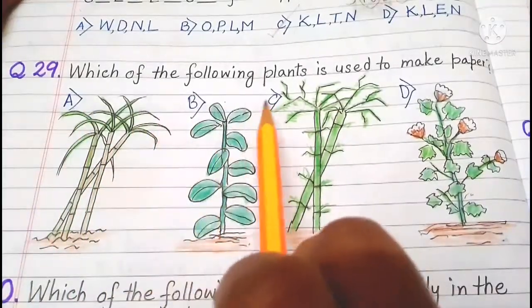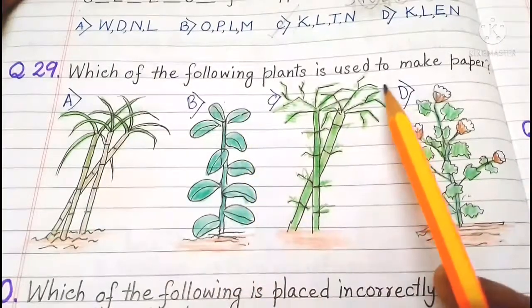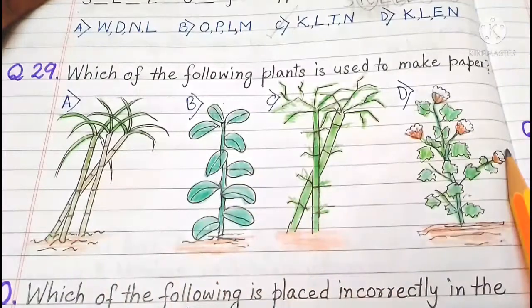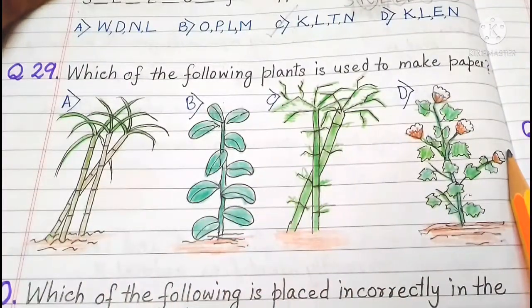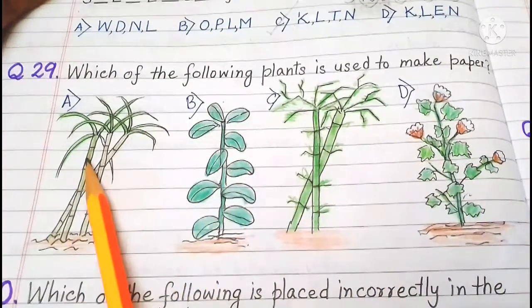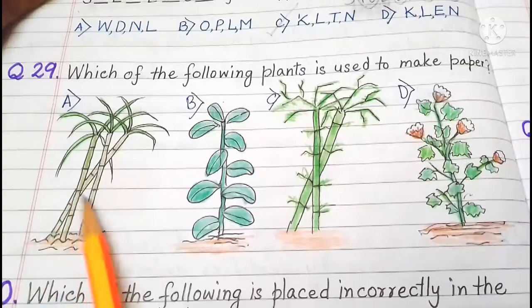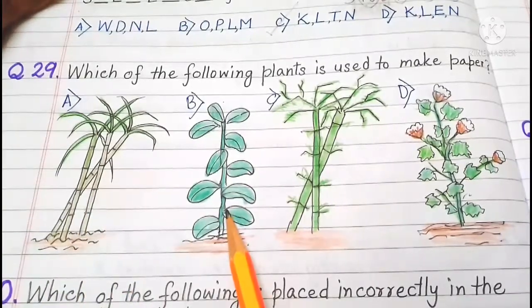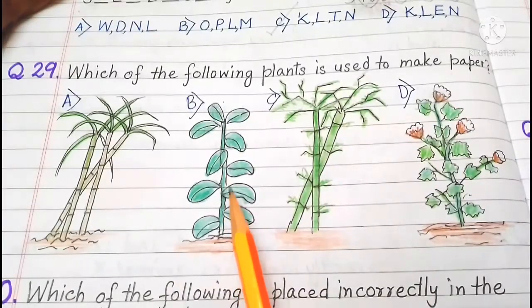Which of the following plants is used to make paper? Which of the following plants given over here is used to make paper? Okay. So A is, I think you can understand that this is sugarcane. Okay. This could be a rubber plant or something else, but it is not paper plant.